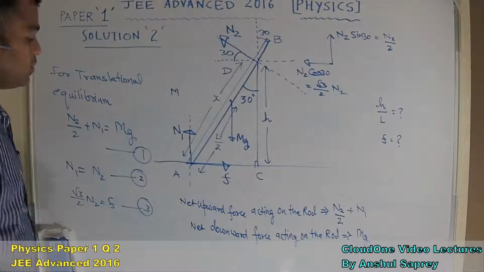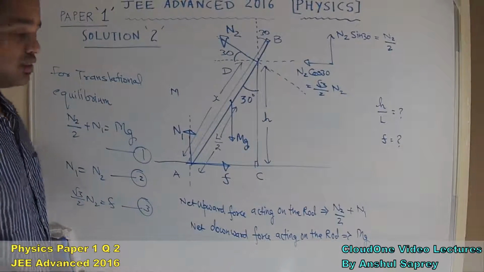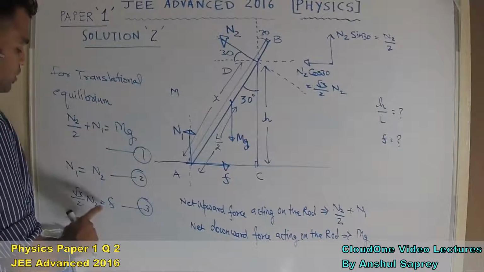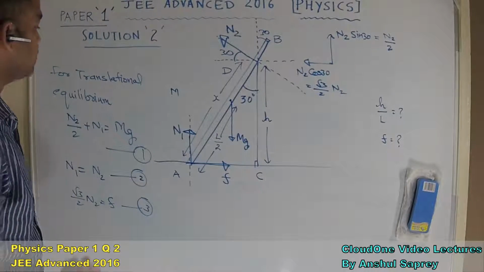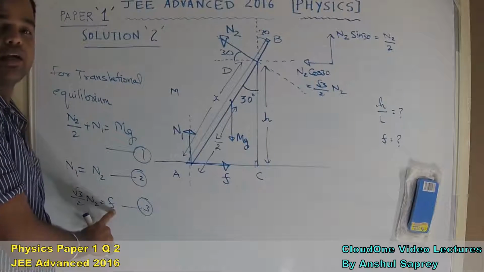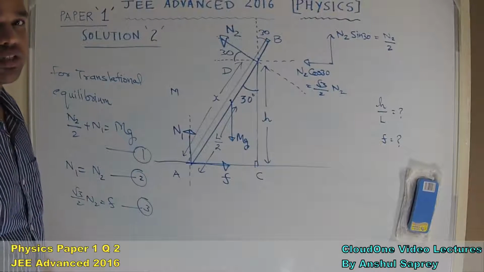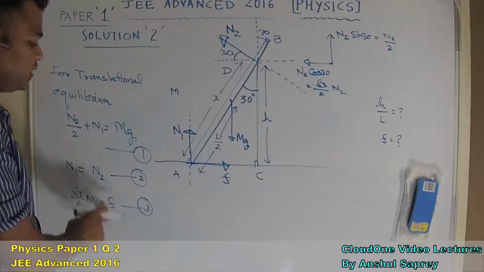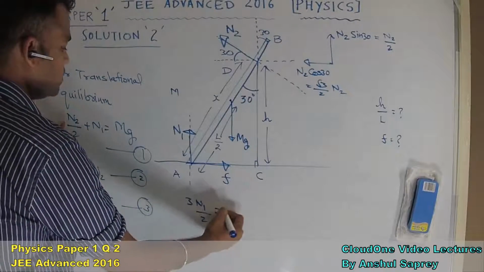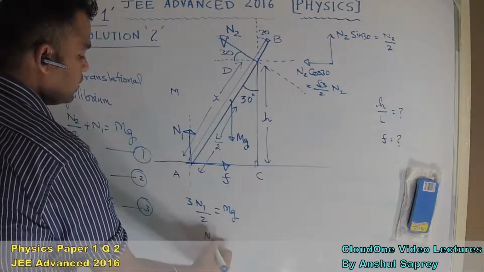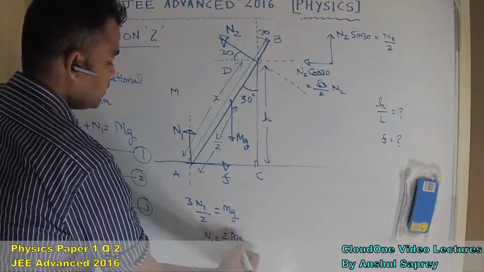So how many unknowns we are having till now? N1, N2, F. Now we have three equations with three unknowns, N1, N2 and F. By solving these three equations we can find the values of N1, N2 and F. So we have thrice of N1 by 2 is equal to mg. So N1 is equal to 2 mg by 3.